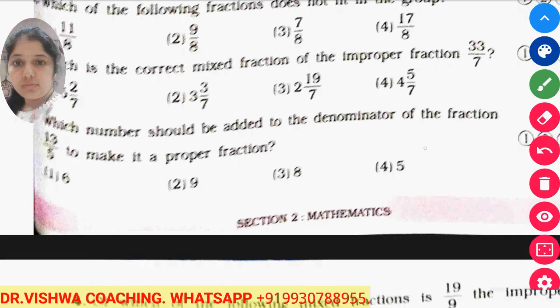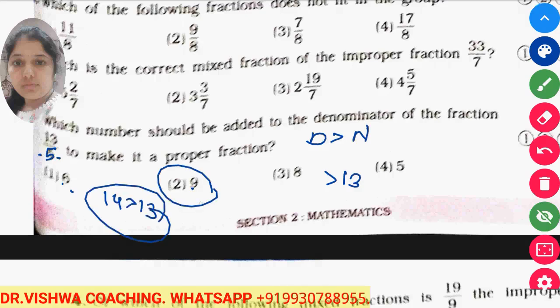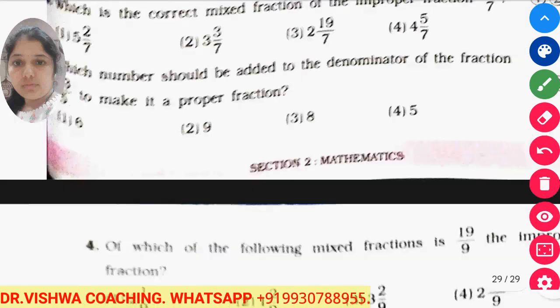Which number should be added to the denominator of the fraction to make it proper? We all know the condition of a proper fraction: the denominator should be greater than the numerator. So any number we add to this 5 should make it greater than 13. If we add 5 plus 6, it becomes 11, and 11 is less than 13. 9 plus 5 becomes 14, and 14 is greater than 13. So option number 2 is the correct option.